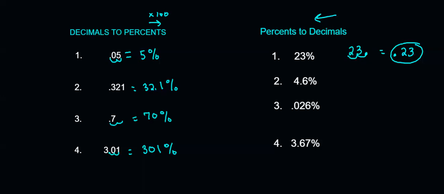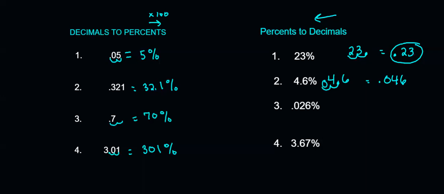So the next one, I got 4.6. I want to change that percent to a decimal. I move the decimal back two places. 1, 2. There you go. So it's 0.046. Remember, if you got to go past your numbers, you got to put zeros in those extra spots.